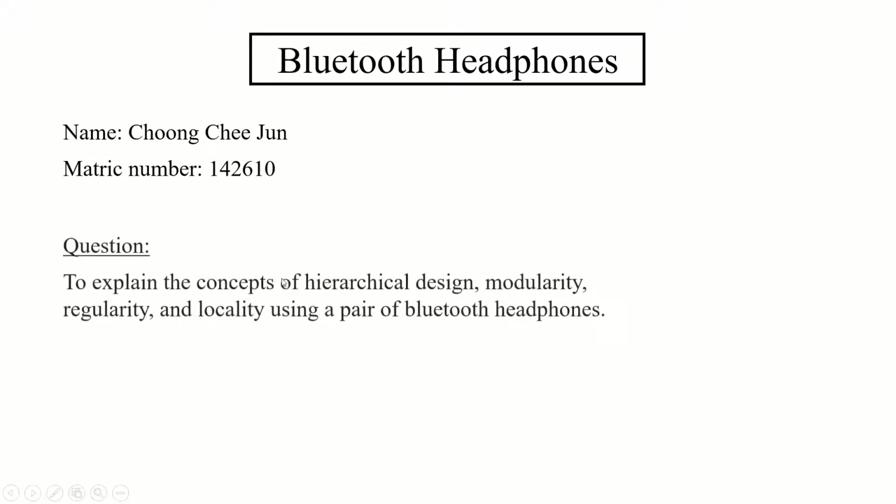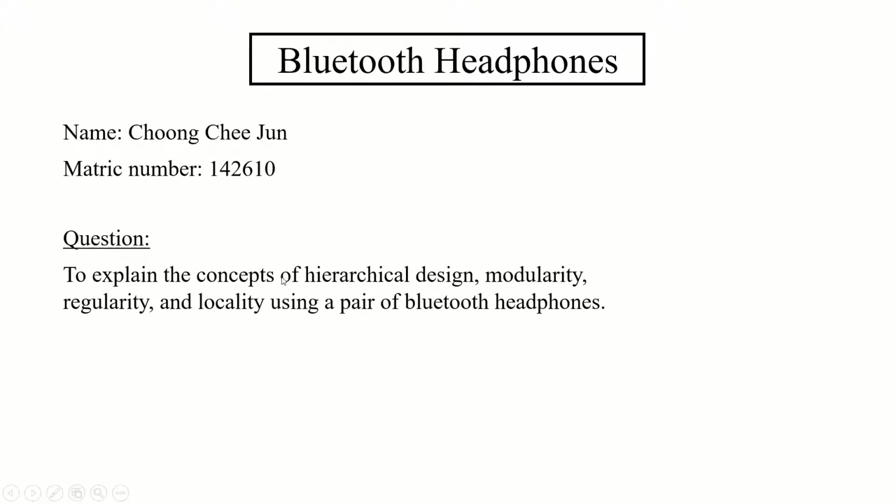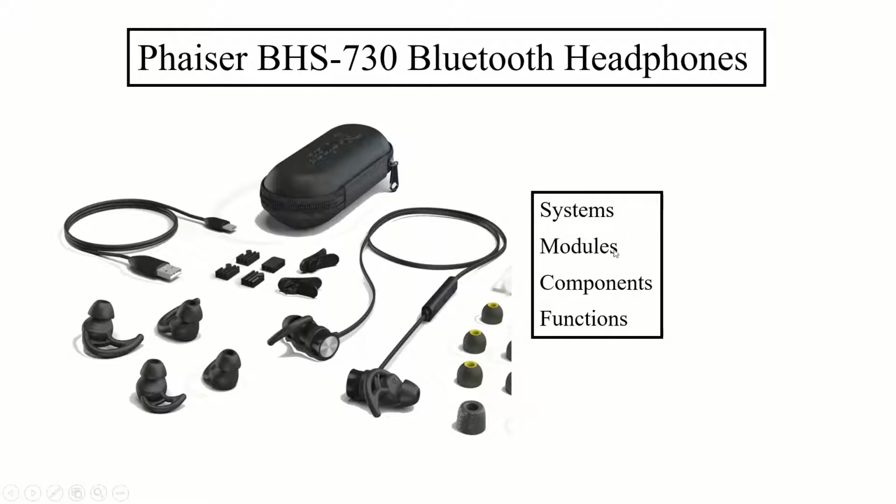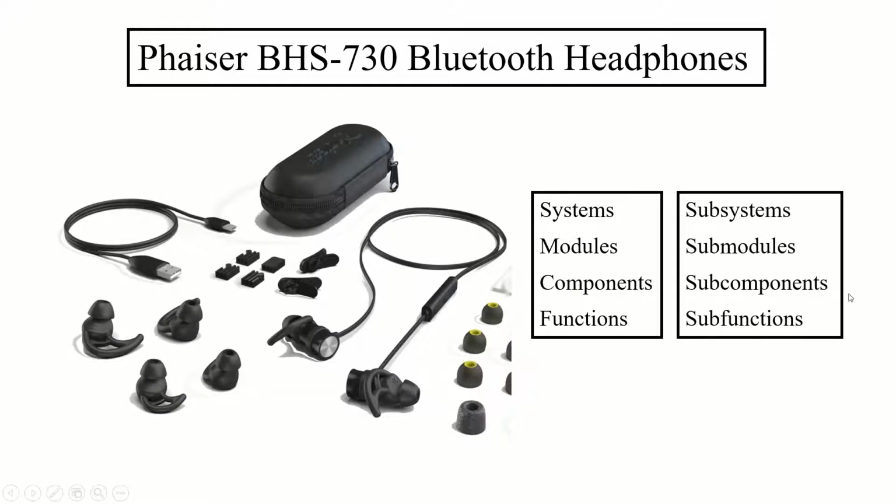In this video, I will present the explanation about the concepts of hierarchical design, modularity, regularity, and locality using a pair of Bluetooth headphones. When we look at this picture, it is understood that the structure of Bluetooth headphones consists of systems, modules, components, and functions. Also, there will be subsystems, submodules, subcomponents, and subfunctions.